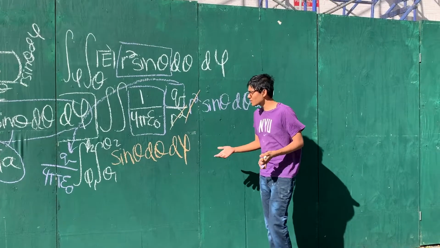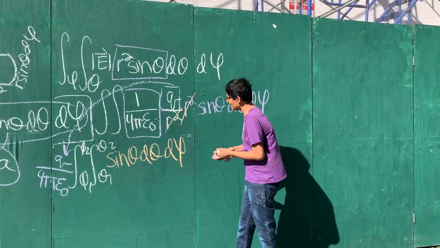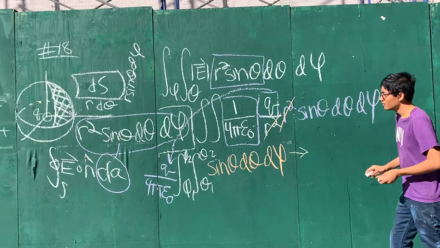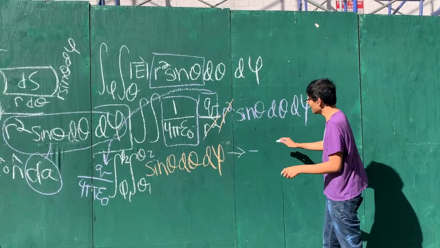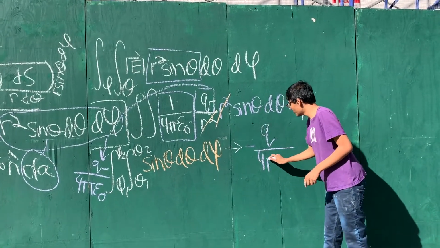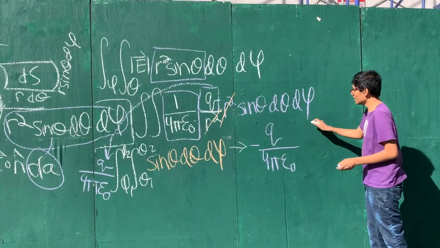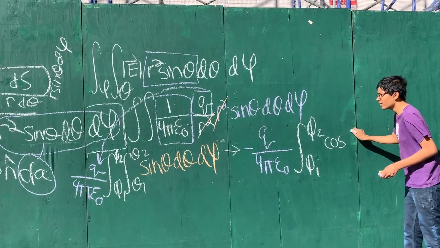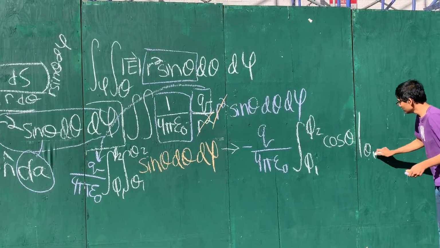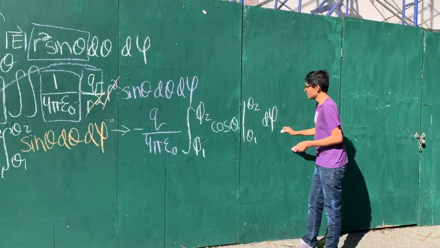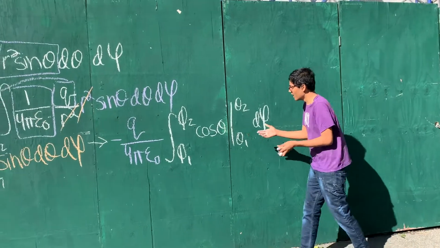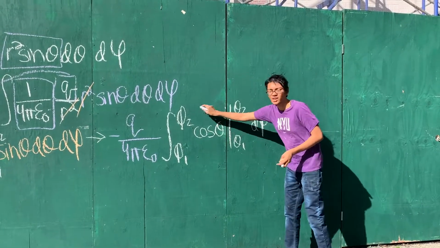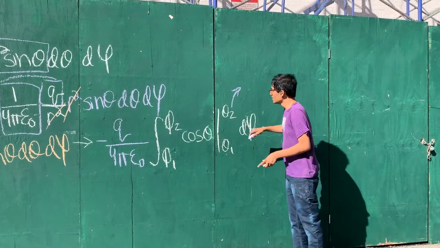Okay, so what's the integral of sine? Anyone have an answer? What's the integral of sine? Negative cosine. So we can put down the negative in the front because it's a scalar. So negative, put down your constant, 4 pi epsilon, and then we can write down the integral, phi 1 to phi 2, and then we can write down cosine of theta from theta 1 to theta 2, d phi, right? Okay, we're almost done, right? So now all I have to do is evaluate this definite integral. So let's go ahead and do that.